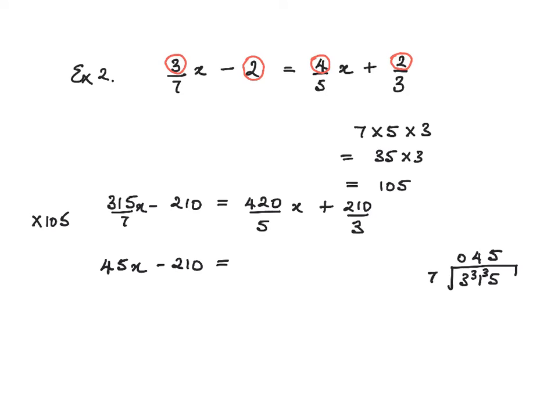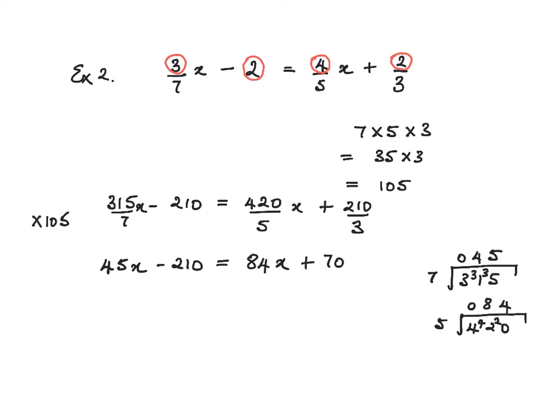Now, 5 into 420. 5 into 4 does not go, put down 0, carry 4. 5 8s are 40, put down 8, carry 2. And 5 4s are 20, so that's 84. 3 goes into 21 7 times, and 3 goes into 210 70 times.